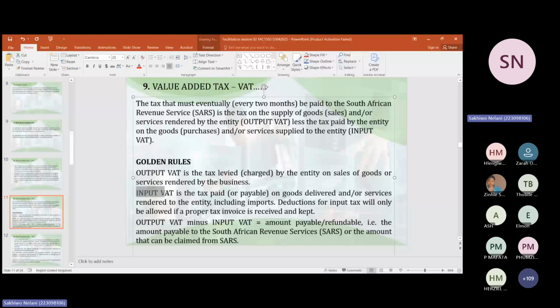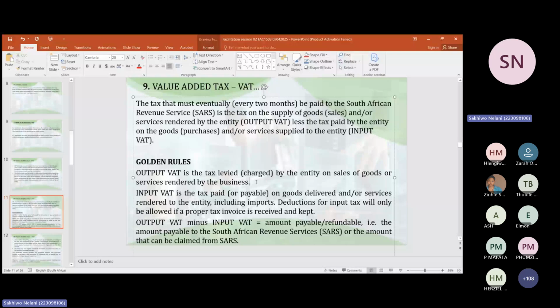But critical to that, in order for you in South Africa to charge VAT, you must have a turnover of 1 million and above. Then you will be expected to go to SARS and do a proper registration to make sure that you are a VAT vendor. Not all of us are allowed to charge VAT.